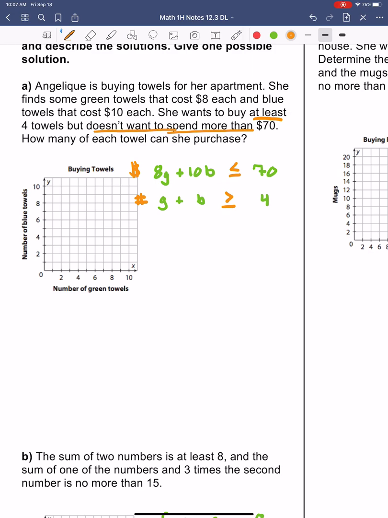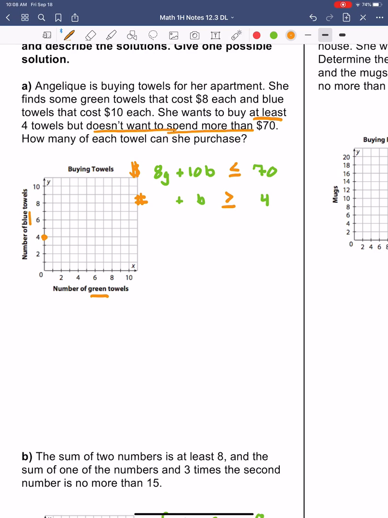So we've got the green towels down here as my X, and the blue towels up here as my Y. Remember, we did this before. We can find the intercepts by plugging in 0 for the opposite variable. For example, to find the intercept in the second equation for the blue towels, I plug in 0 for G, and then B equals, even though it's an inequality, B equals 4. So I would put my point for the blue towels at 4.